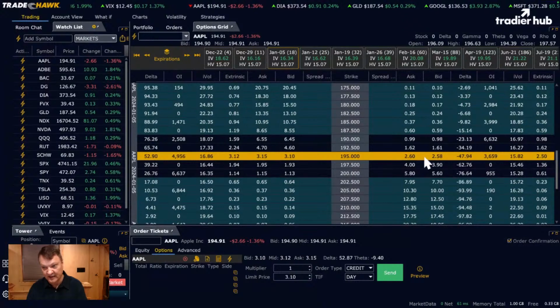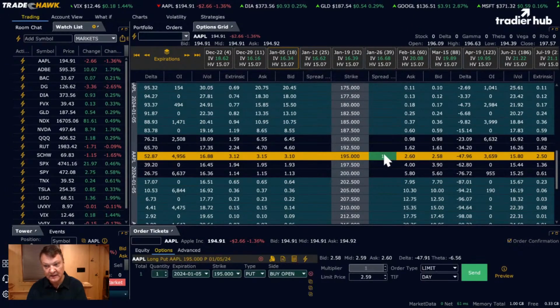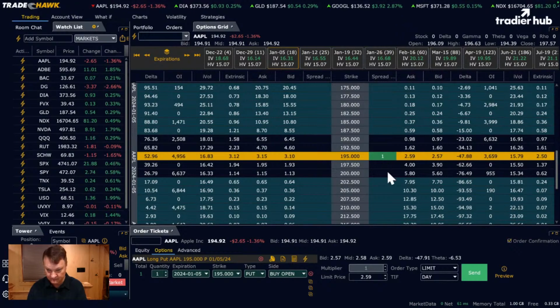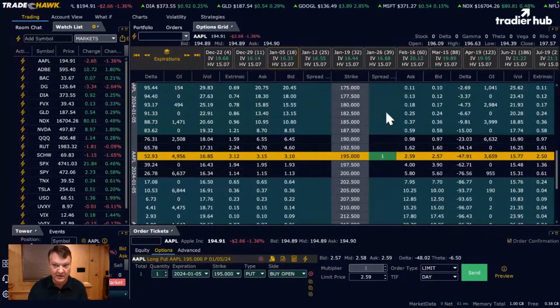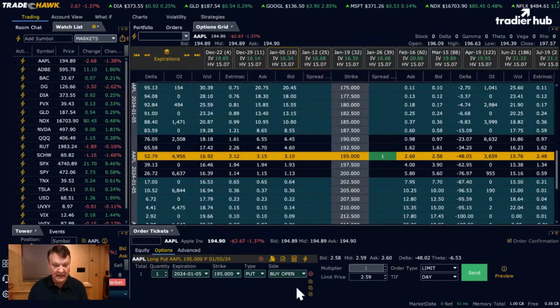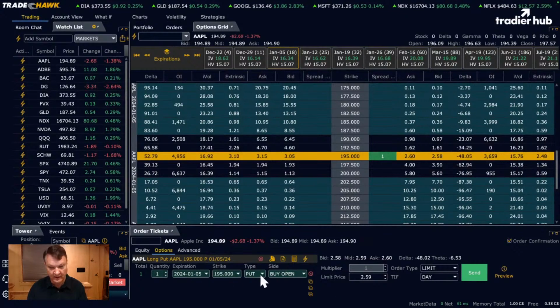Now we're on the other side of the chain, and I click ask, and that would show me that I'm buying this one put option. Same concept, except I want the underlying stock to go down. And we'd look at that expiration, 195 strike put, and that's $2.59.